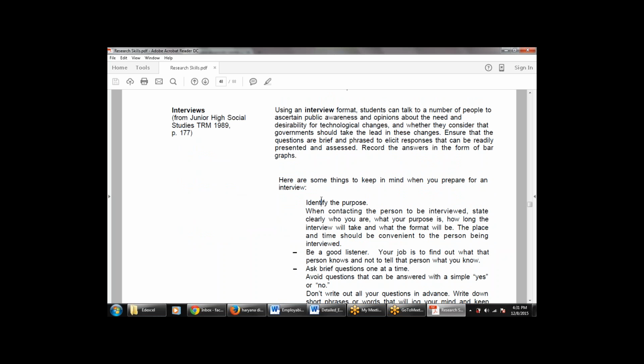First of all, whenever you are conducting an interview, identify the purpose. What is the main purpose of conducting the interview? It is not just that you call the interviewees and take the interview. What is the main purpose of the interview? That is the main target.